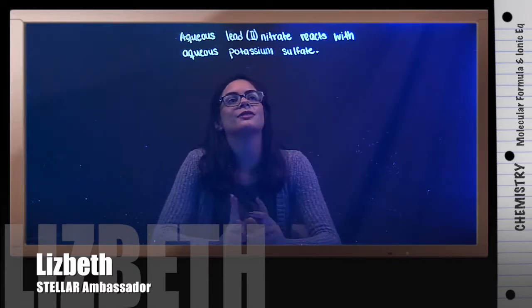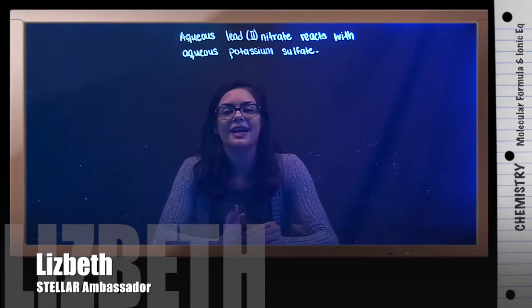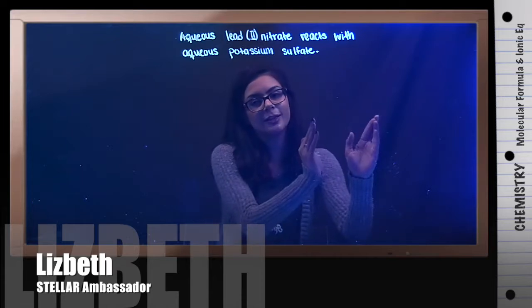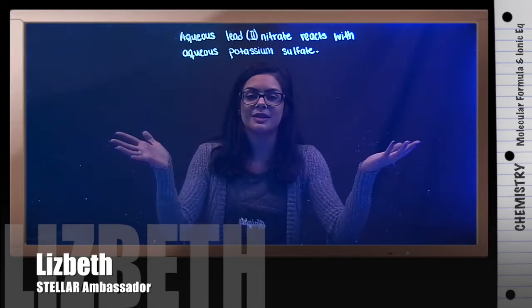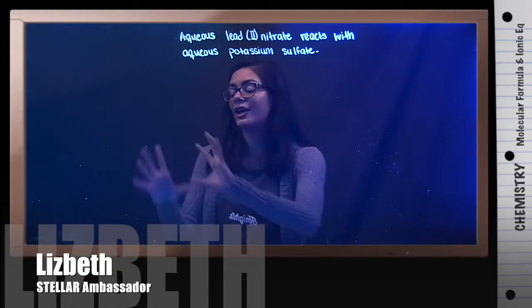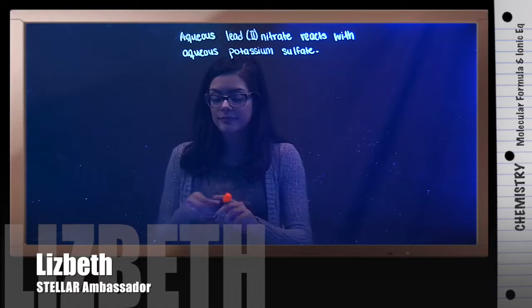It says aqueous lead 2 nitrate reacts with aqueous potassium sulfate, and we're going to go ahead and write out the reactants, write out the products, find out which one's going to be a solid, and then do our complete ionic and then our net ionic. So first, let's go ahead and write them out.